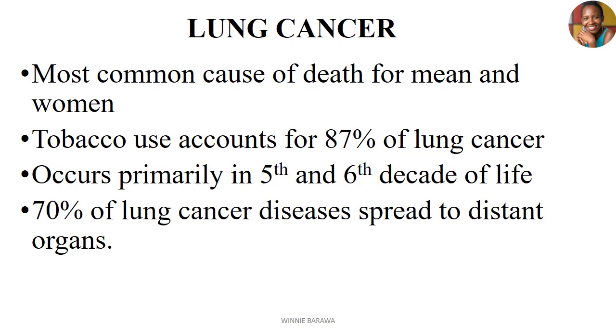So let's introduce it first. Lung cancer is one of the most common causes of death in both men and women. Tobacco use accounts for 80% of the lung cancer diagnoses that we have for patients. It occurs primarily during the 5th and the 6th decade of life. That means it's very common for people who are in their 50s and 60s. However, 70% of lung cancer disease spreads to distant organs, including areas like adrenal glands, kidneys, liver, and even the brain. The process of cancer spreading to other areas, we call metastasis.